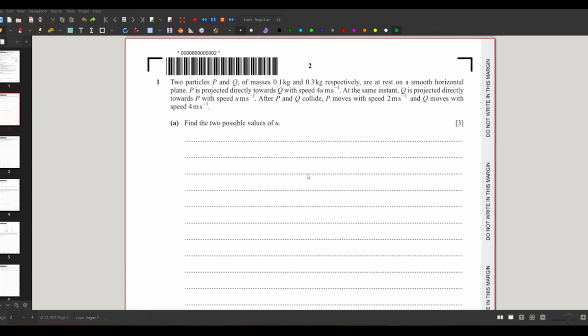So as usual, we have all the instructions and you should be familiar with those instructions. Okay, so let's start with the first question.